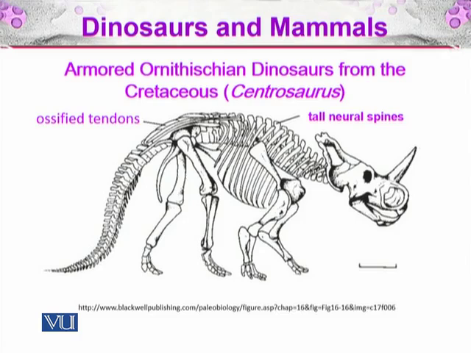Ossified means these are tendons with the deposition of calcium phosphate and other salts which make them bone-like in consistency. But essentially these were tendons which were later ossified. That means they became bone. And due to this bone-like structure on its back, it is called armored, just like it has some armor on its skin.